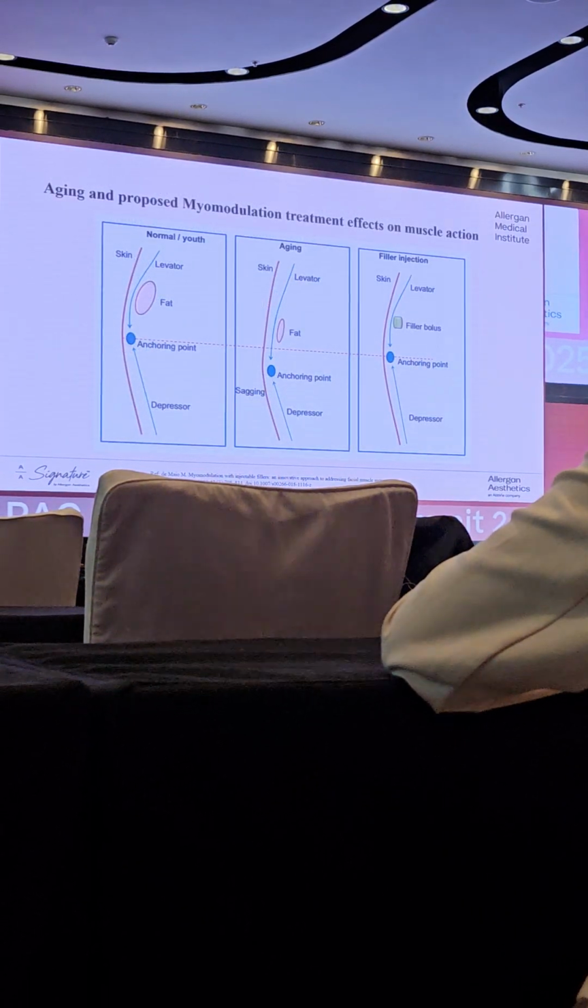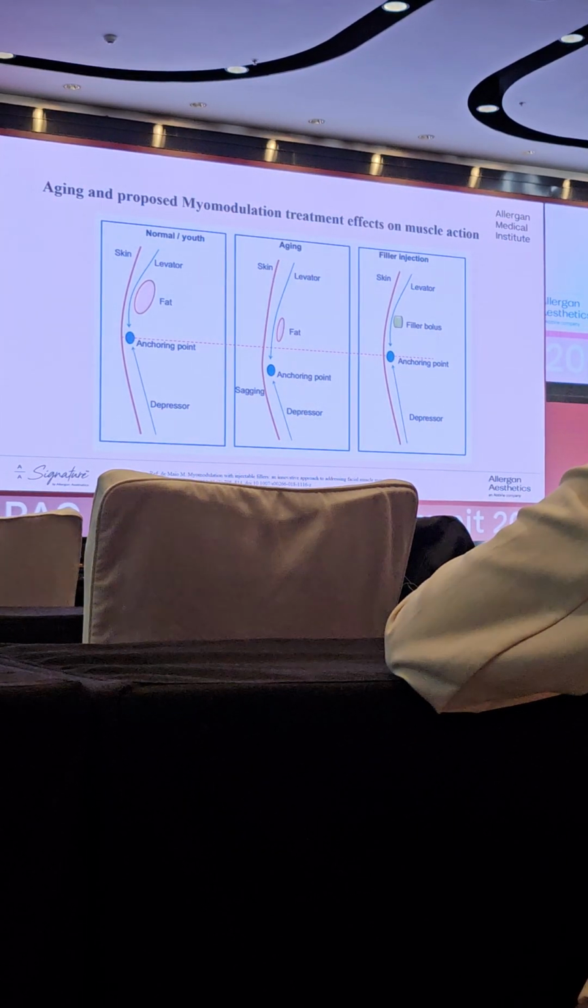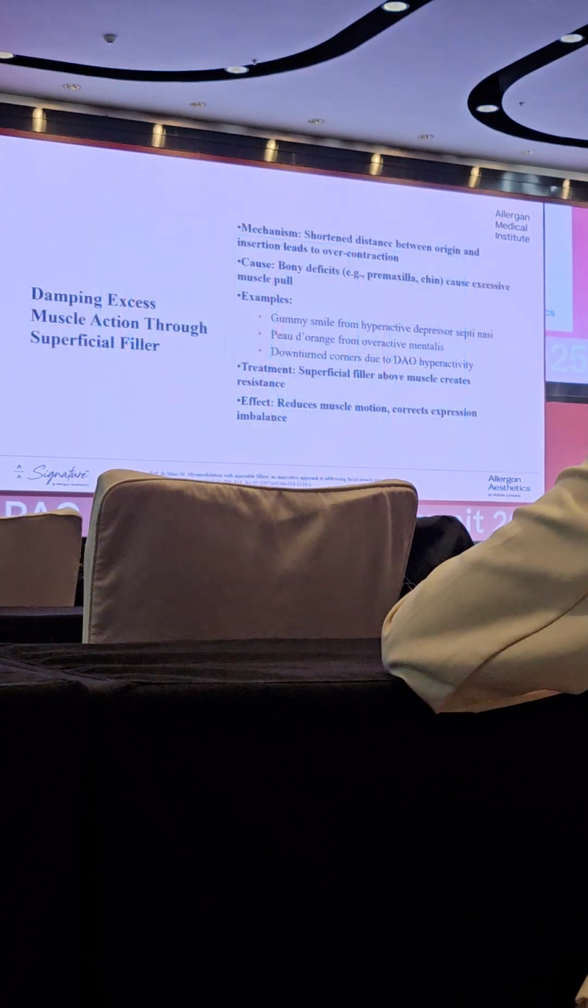So here you can see in normal youth, there is an adequate amount of fat in the deep fat pad. The anchor point is at the optimal position, but as we age, the muscle becomes longer, so it gets stretched. So the optimal contraction of the muscle is not happening. So again, by replacing the fat in the deep plane, by putting the filler bolus, we can lift the anchor point upwards, have optimal length of the muscle fibers, and the muscle again starts contracting normally.